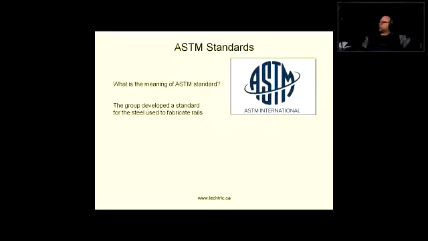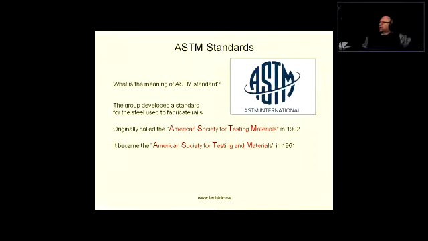The group developed a standard for steel used to fabricate rails. Originally, it was called American Society for Testing Materials in 1902. Then it became American Society for Testing and Materials in 1961. It changed its name to ASTM International in 2001, and added the tagline Standards Worldwide. Okay.